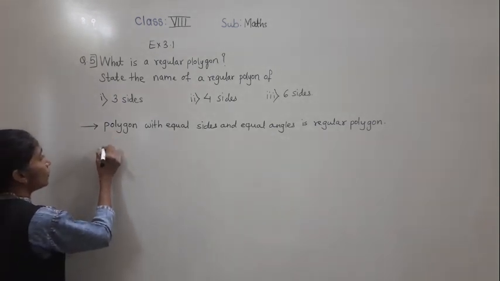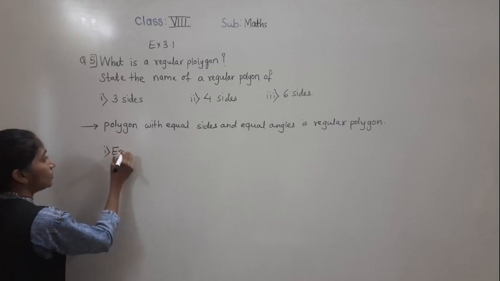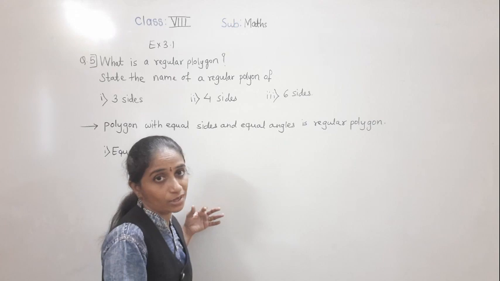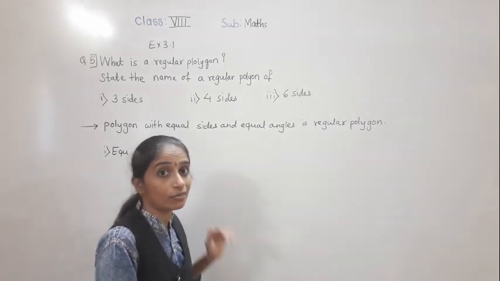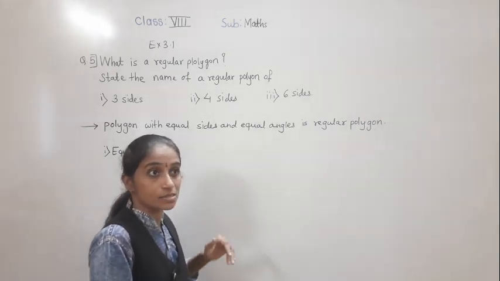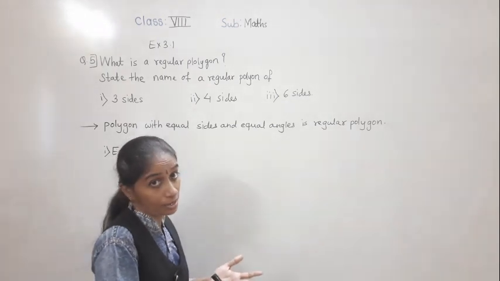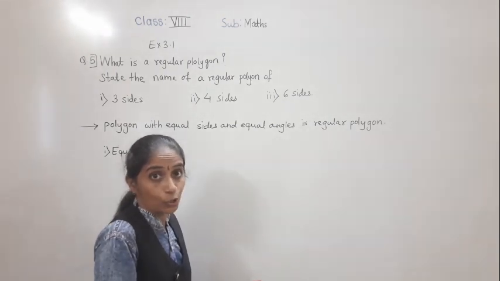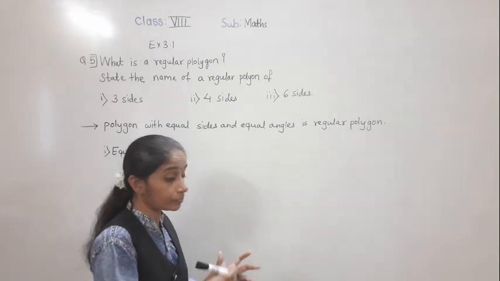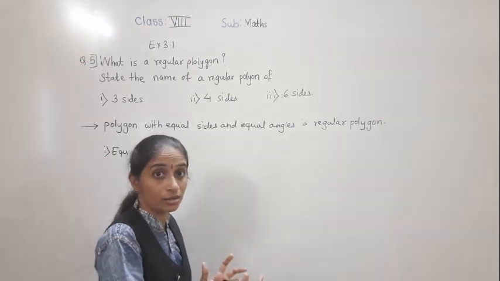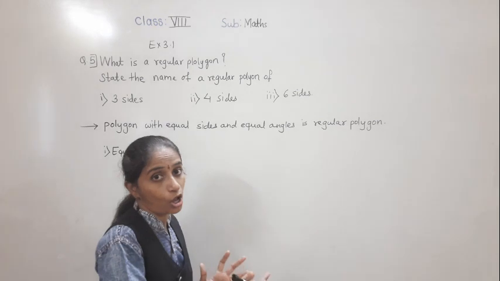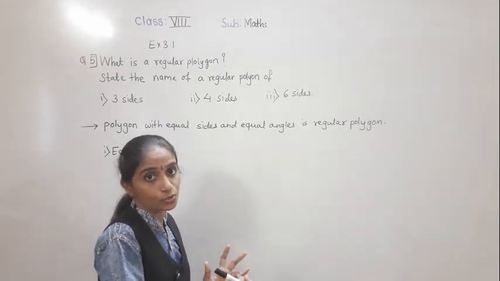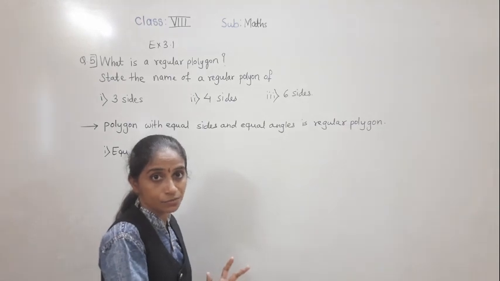So first, what will come: equilateral triangle with 3 sides. Which type of triangle will it be? We will not write only triangle, we write equilateral triangle. Why? Because other triangles may be isosceles and scalene. Those are not regular polygons with 3 sides, because in a scalene triangle all sides and all angles are different, and in an isosceles triangle 2 sides are the same and another side is different.